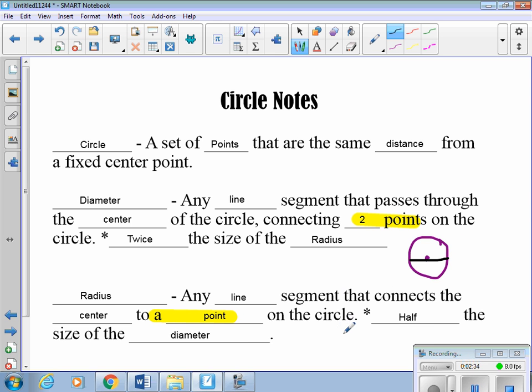Just like we did our little picture for the diameter, I'm going to show you one with the radius. This is our circle, and this is just our little center point. The radius would just go from the center to any point on the edge of the circle. Notice how it is half of what the diameter would be, because it only goes halfway across.